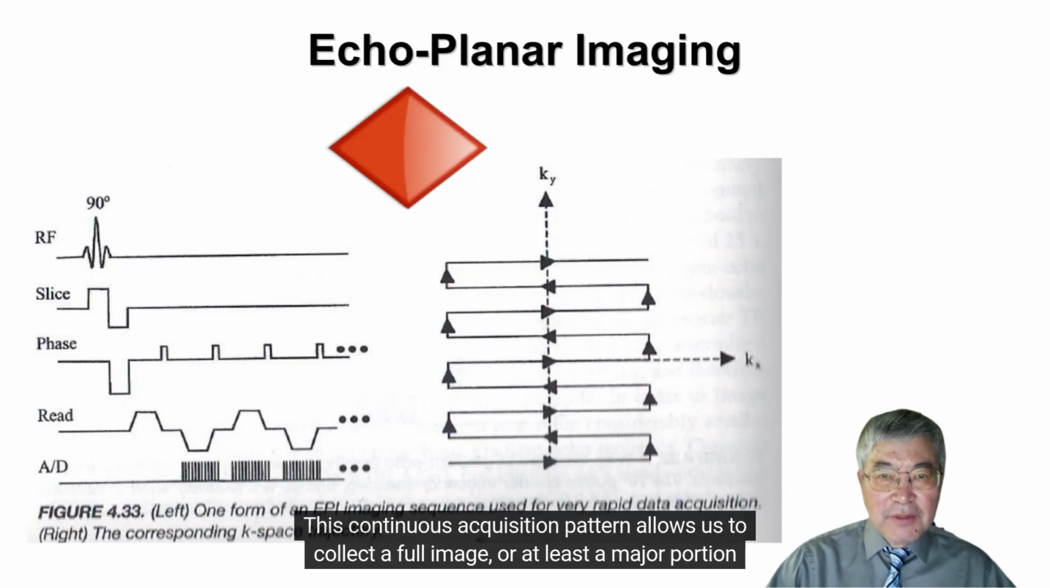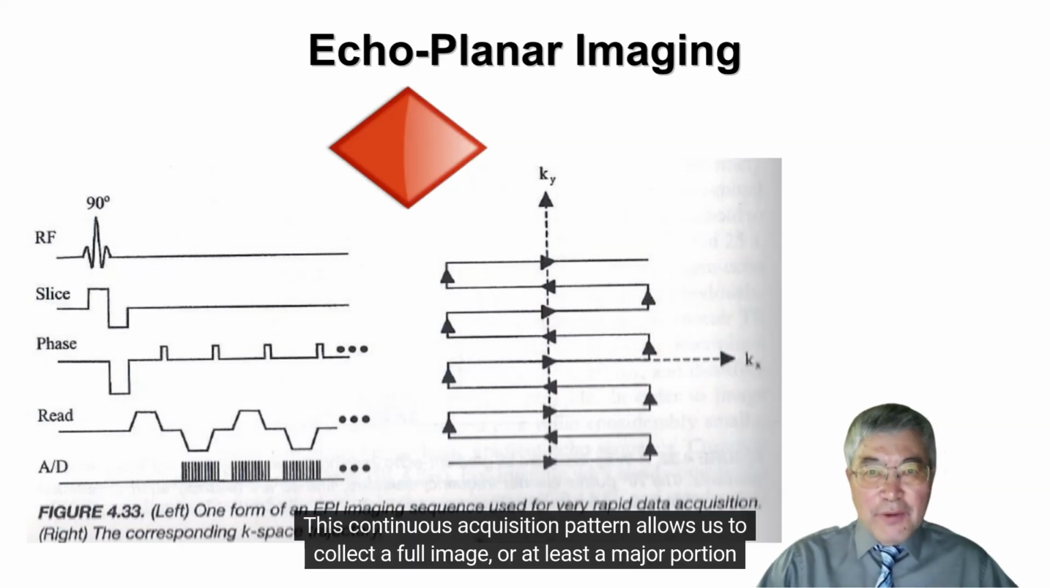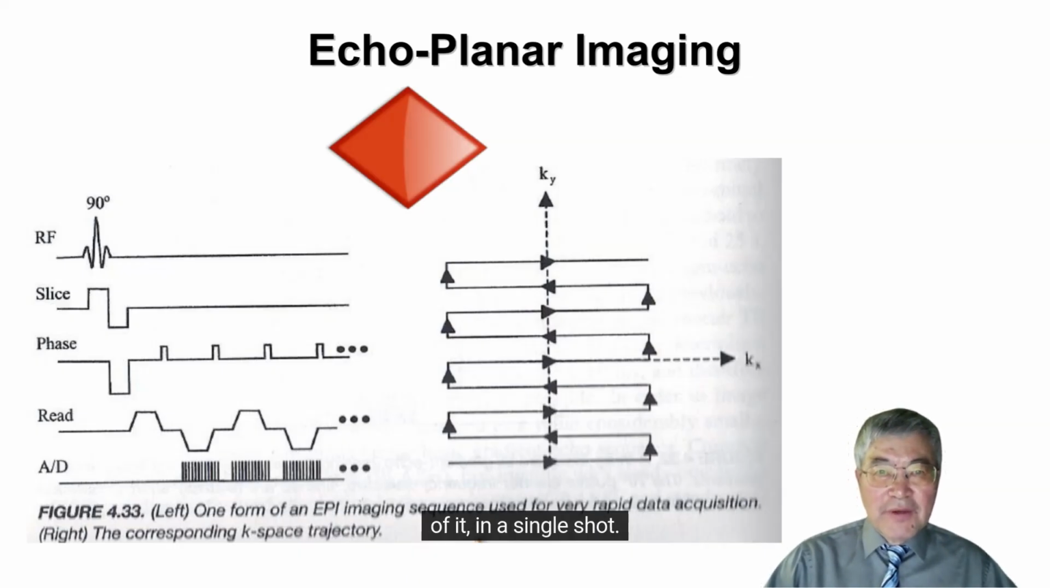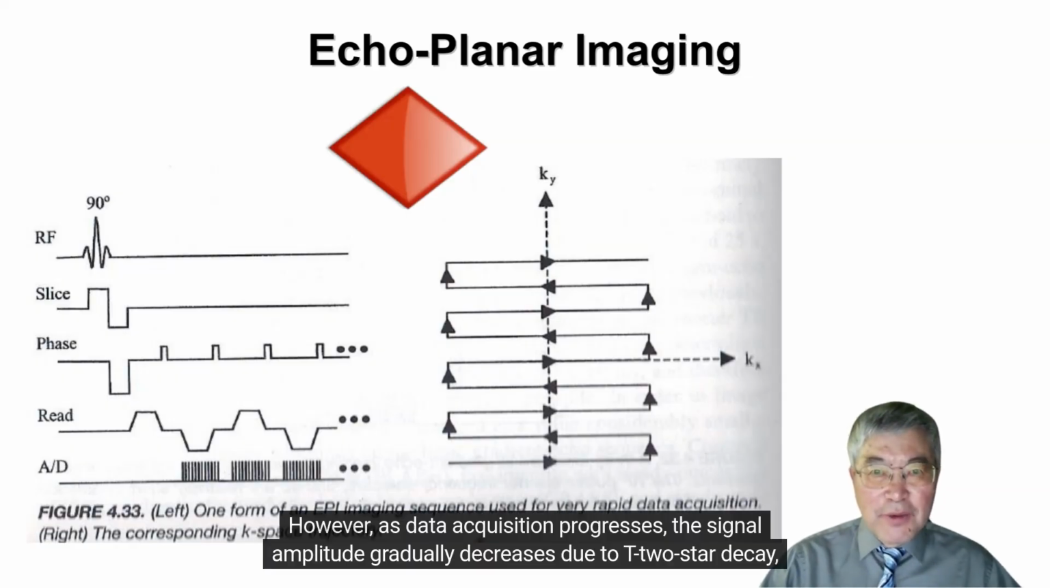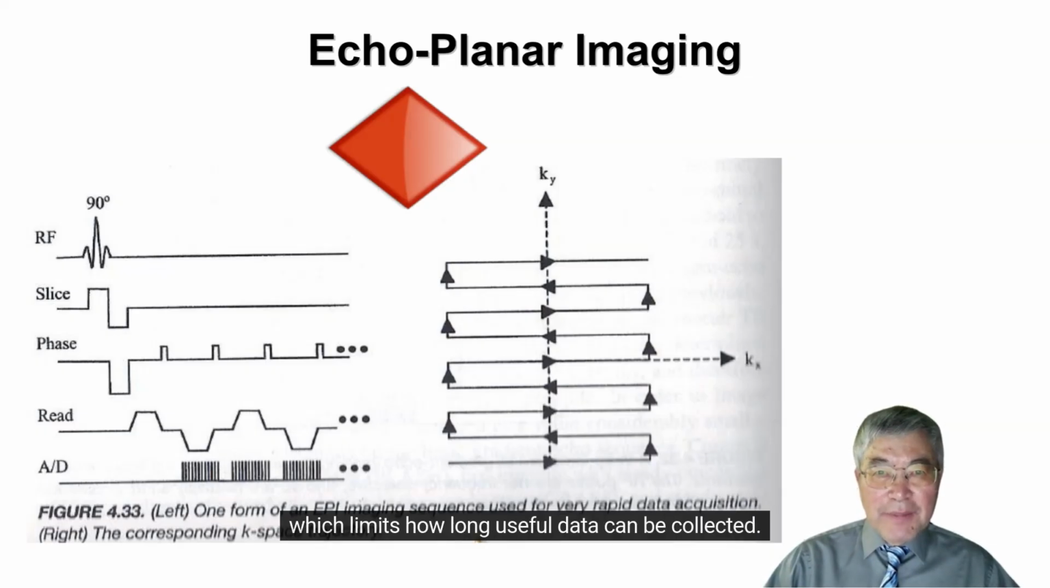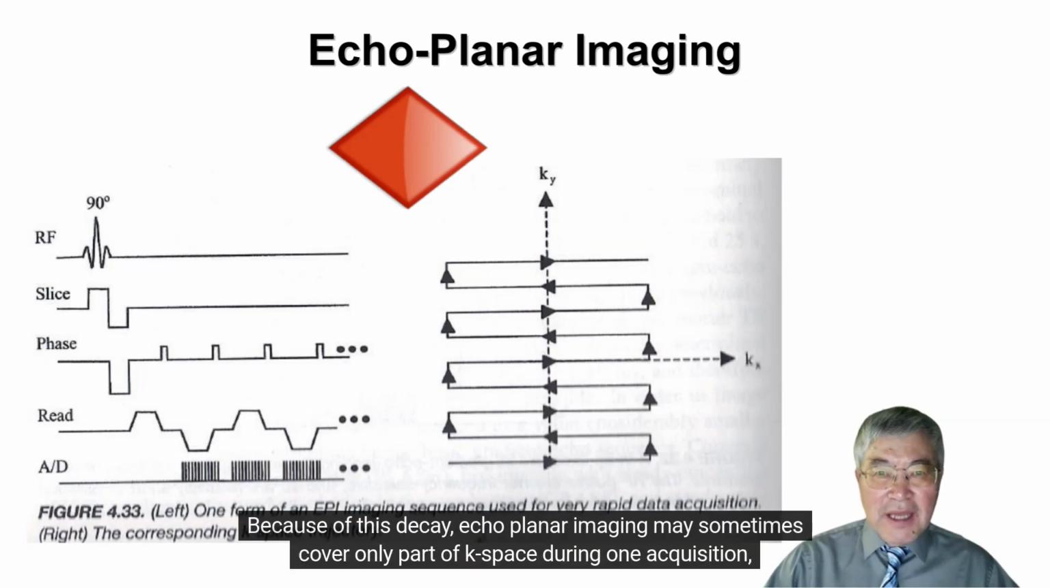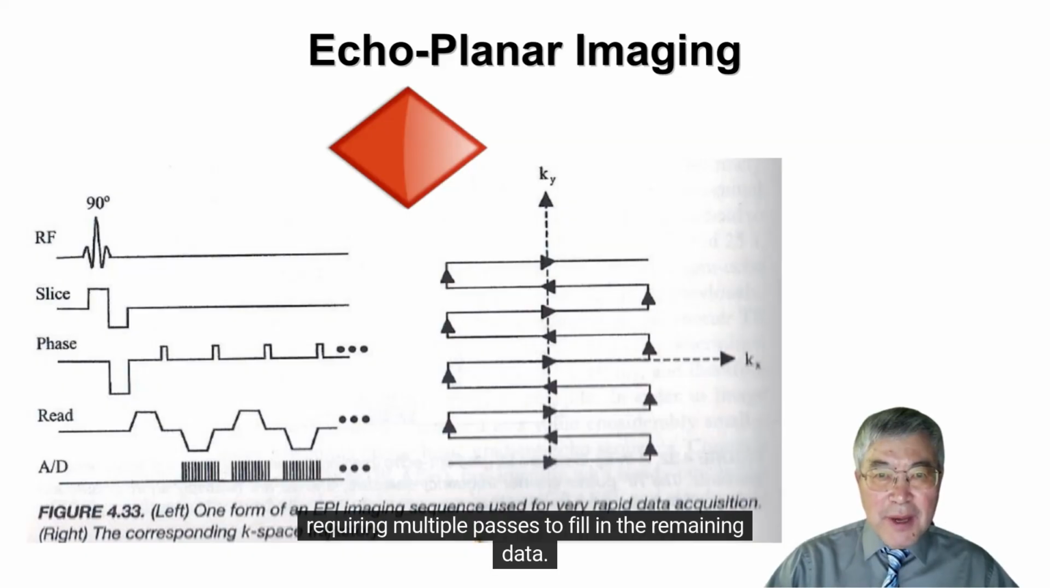This continuous acquisition pattern allows us to collect a full image, or at least a major portion of it, in a single shot. However, as data acquisition progresses, the signal amplitude gradually decreases due to T2 star decay, which limits how long useful data can be collected. Because of this decay, echoplanar imaging may sometimes cover only part of K-space during one acquisition, requiring multiple passes to fill in the remaining data.